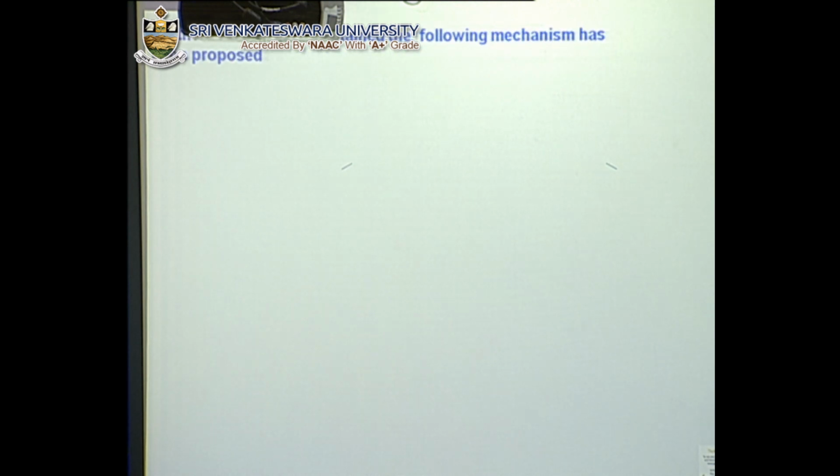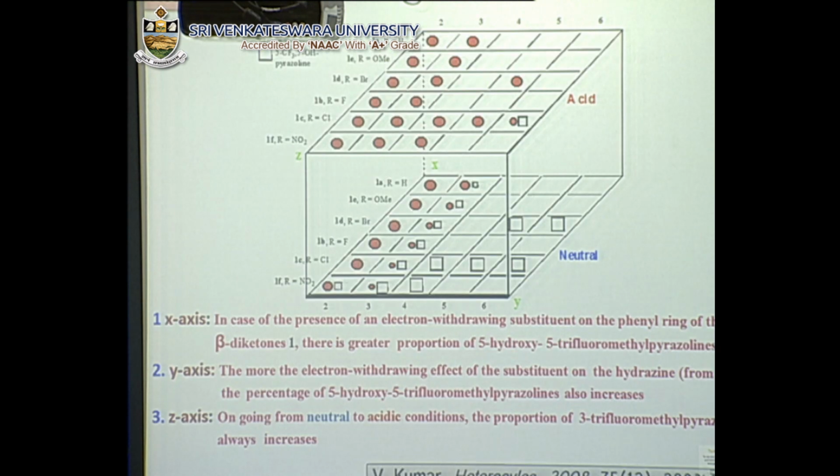This is the mechanism proposed, and the results of the studies. In the presence of an electron withdrawing group, the ratio of the hydroxypyrazoline increases, as you can see. And on the y-axis, as you increase the electron withdrawing nature, again the hydroxypyrazoline increases. So as you move from neutral to acidic medium, we get only 3-trifluoromethyl pyrazole.